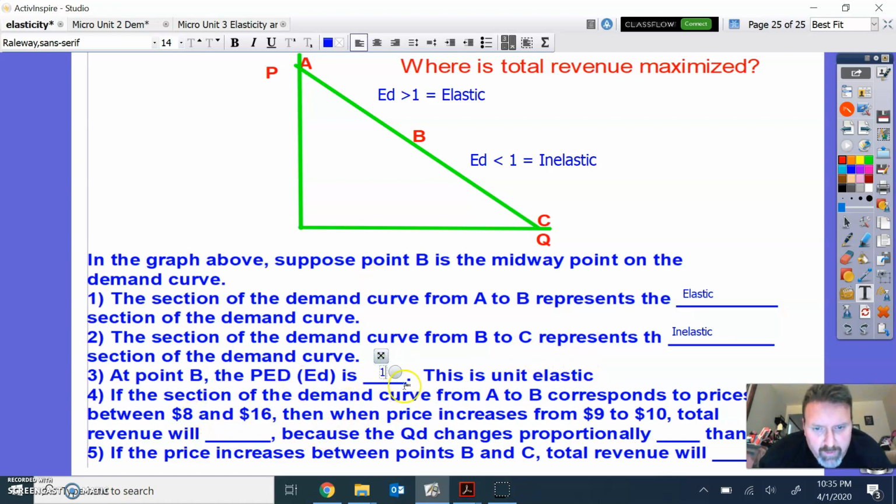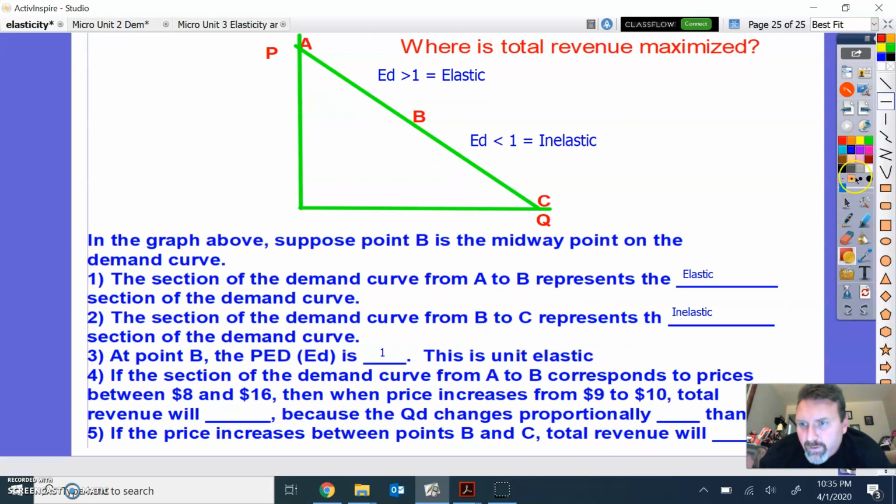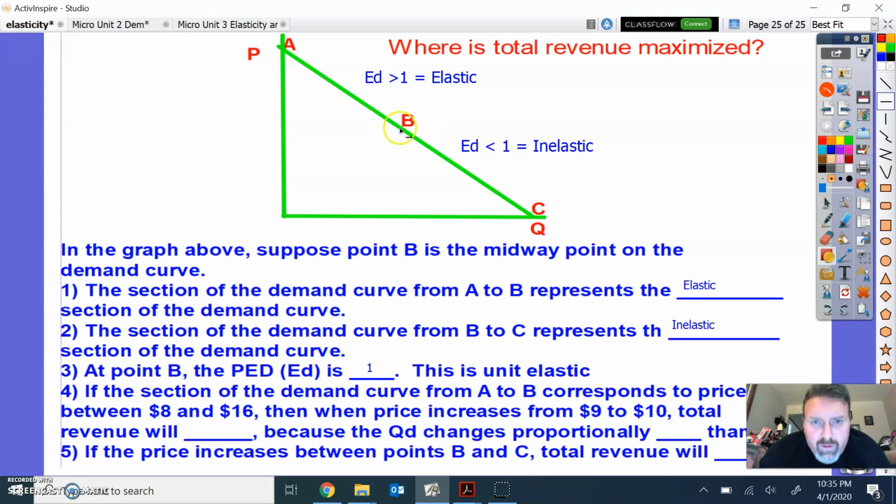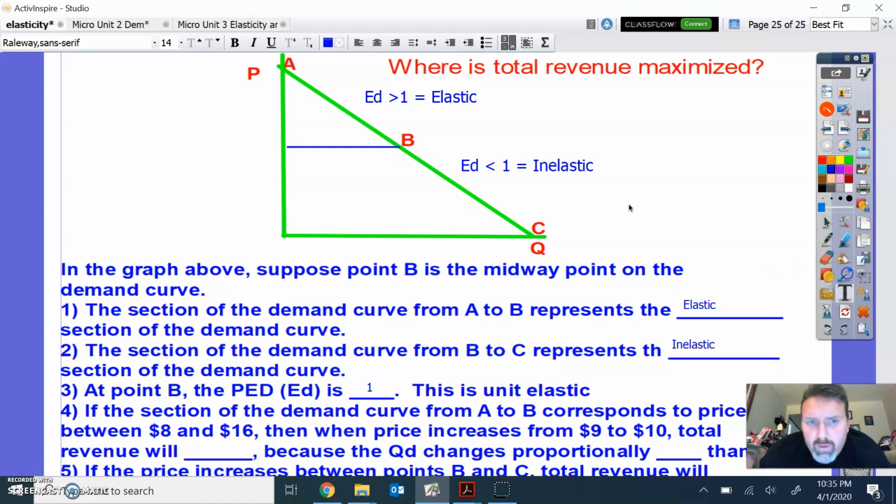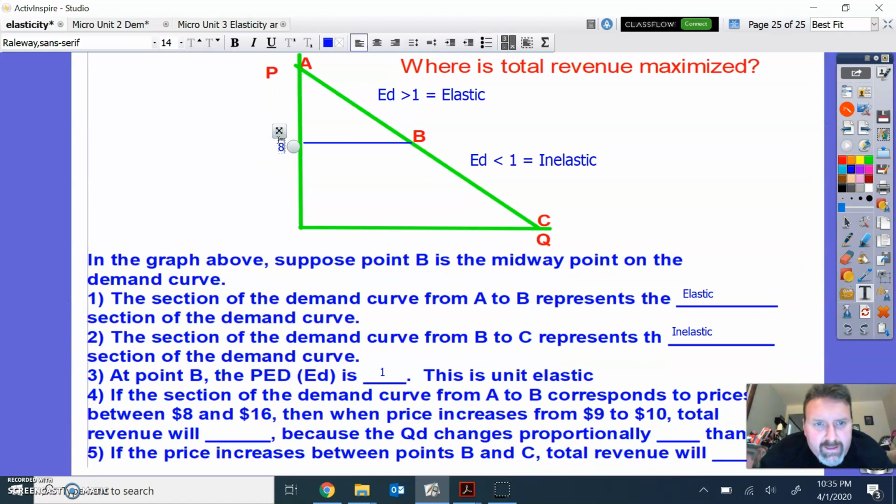So if the section of the demand curve from A to B corresponds to prices between $8 and $16, then when price goes from 9 to 10, okay, so here we go. This is 8, this is 16. Here, I'll give you a little line here and make it even better. Okay, so that's 8, and up here is 16, right?